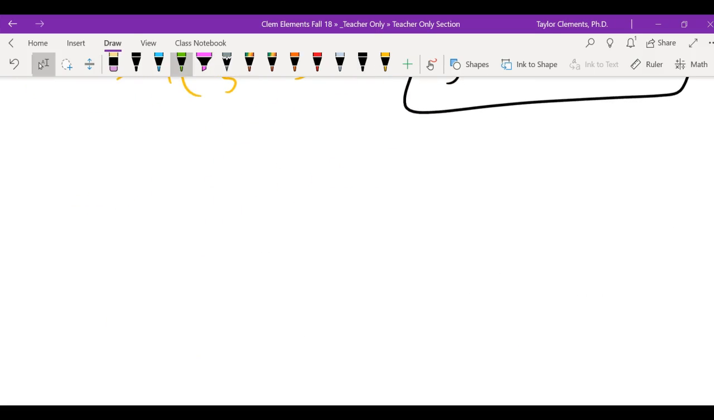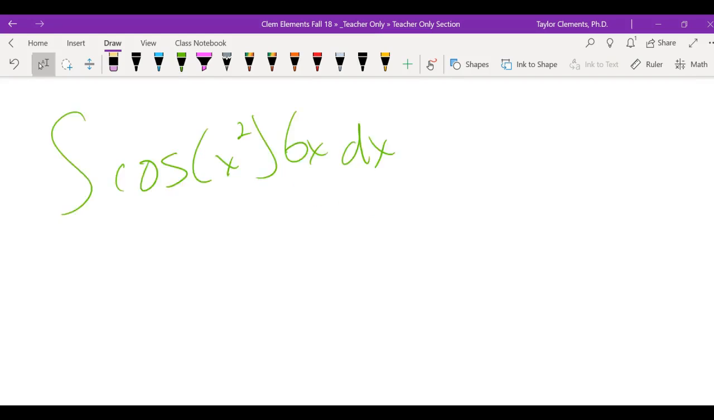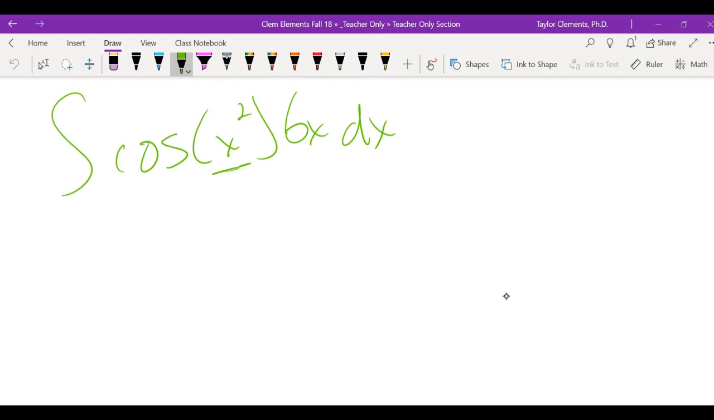All right, so let's do one here. Why don't you try this? The integral of cosine of x squared times 6x dx. Okay, let's see. The derivative of the inside here would be 2x. So I would love to see a 2x, but I don't. Well, how can I make 6 become a 2? Well, I multiply by a third. But that means I need a 3 out here.